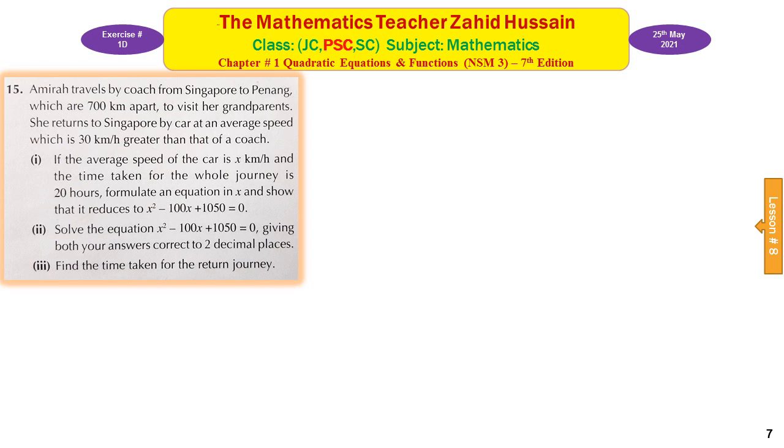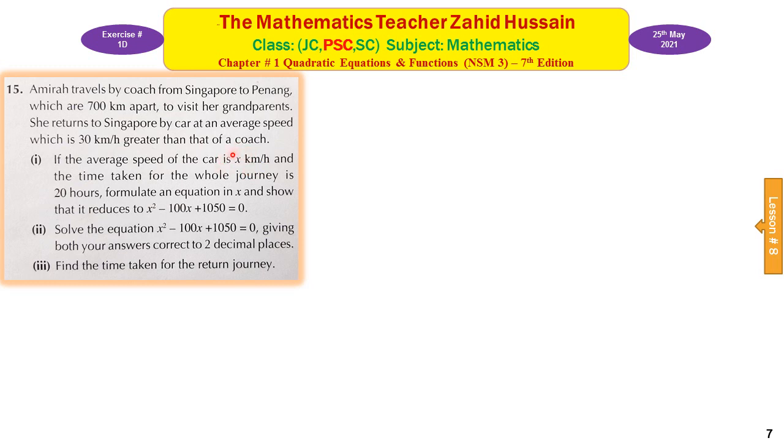This is question number 15. In this question, it is given that Amira travels by coach from Singapore to Penang, which are 700 km apart, to visit her grandparents. She returns to Singapore by car at an average speed which is 30 km per hour greater than that of the coach. In part 1 you are given the speed of the car, which is x km per hour.